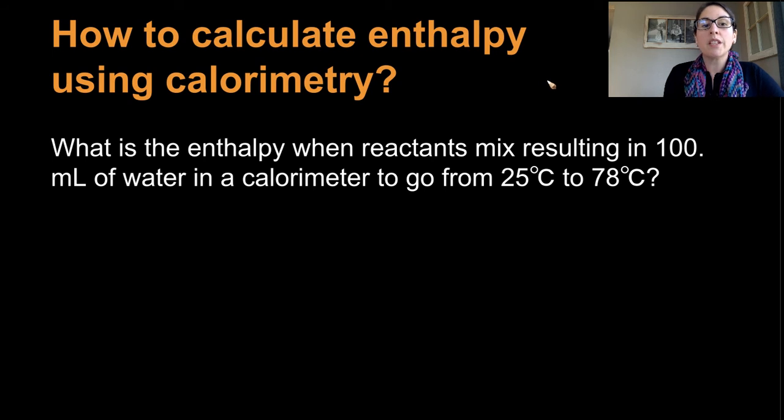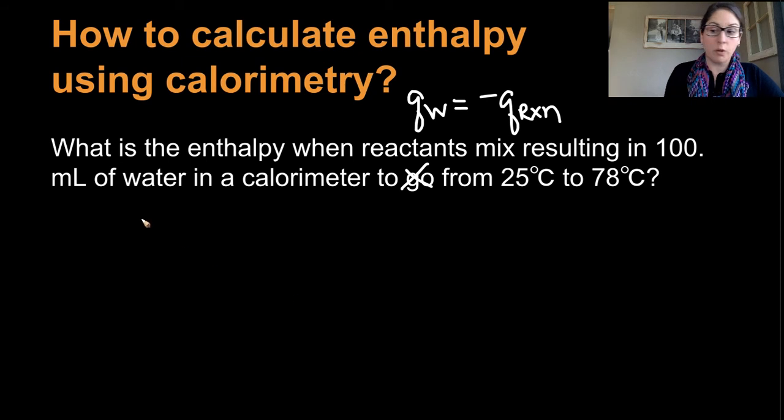And so it says, what is the enthalpy when reactants mix, resulting in 100 milliliters of water in a calorimeter going from 25 degrees Celsius to 78 degrees Celsius. So what we know is we just said that the Q of our water is equal to the negative Q of our reaction. And so we have to evaluate both of these. So the first thing that we're going to do is evaluate our water.